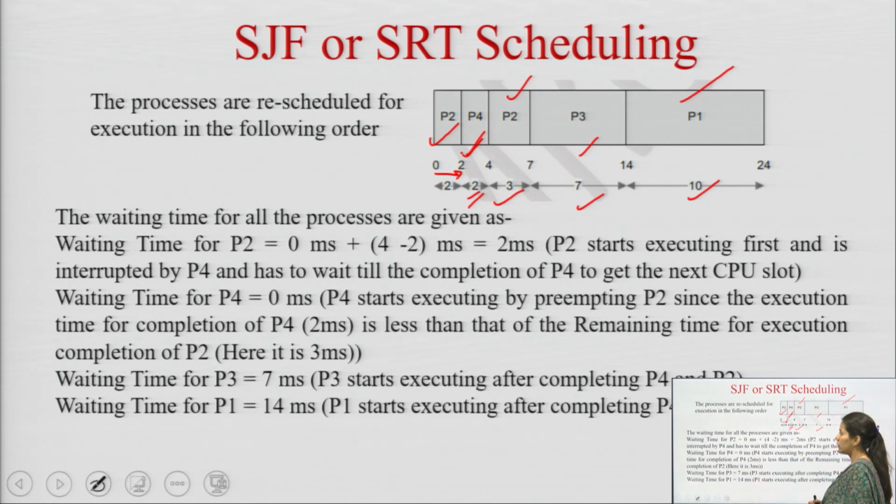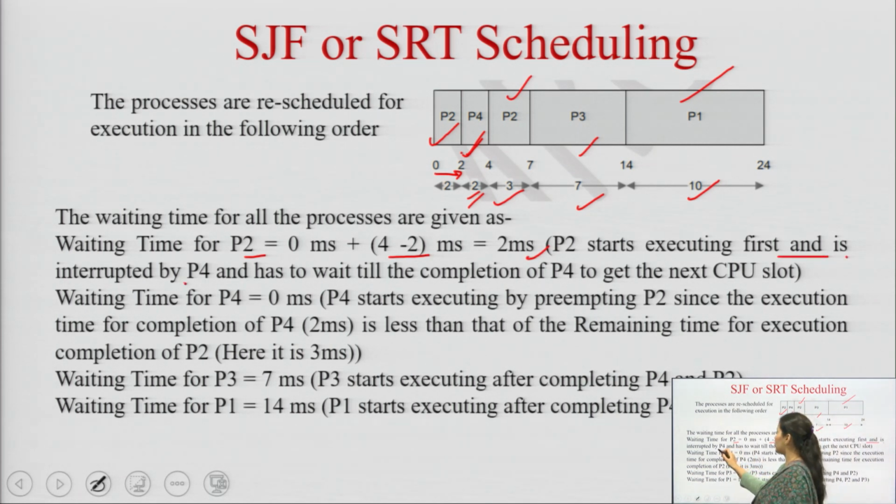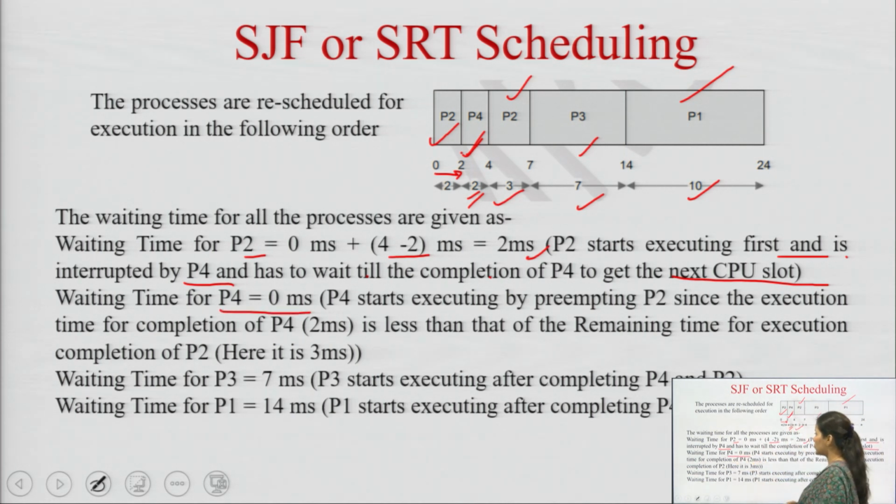So, now we will calculate the waiting period of all the processes. The waiting period of P2 is 0 milliseconds plus 4 minus 2 milliseconds, that is the 2 milliseconds. P2 starts execution first and is interrupted by P4 and has to wait till the completion of the P4 to get the next CPU slot. So, total 2 milliseconds it has to wait. Waiting time for P4, that is the 0 milliseconds, because as soon as it enters the queue, since it is having the shortest execution time, it will be selected immediately. So, in this way the waiting time for P4 will be 0 milliseconds.